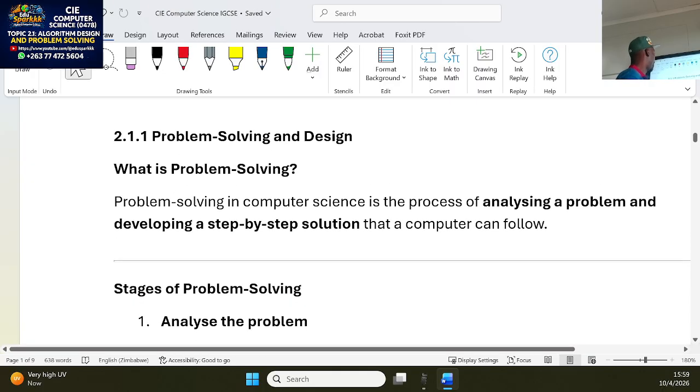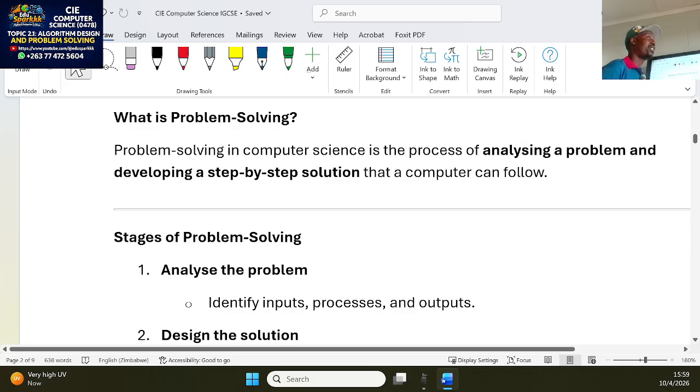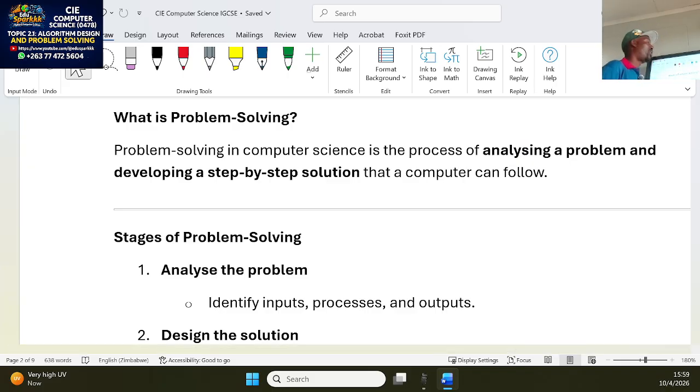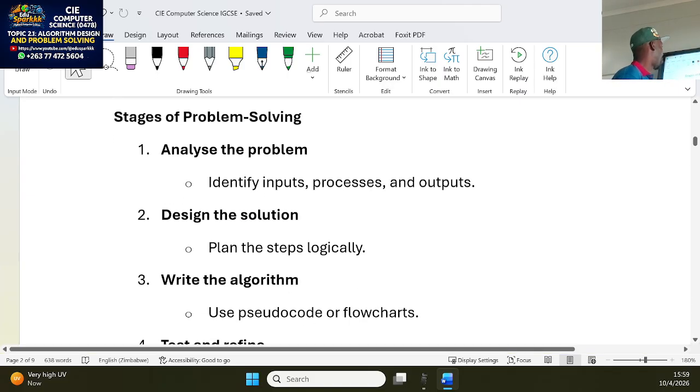So what do we mean by problem solving? In computer science, when we say problem solving, here we are interested in an analysis of a problem and developing a step-by-step solution that a computer can follow. So it's like you take your time to understand what the problem is made of and how best you can come up with solutions. There are four stages which are involved in problem solving.